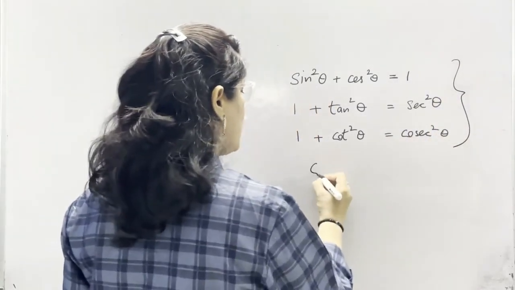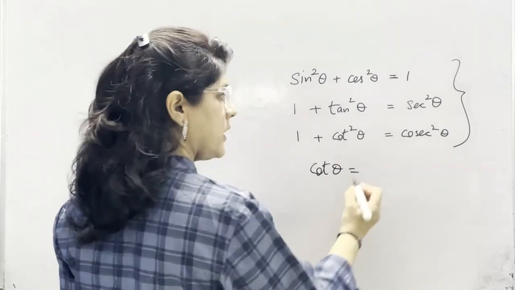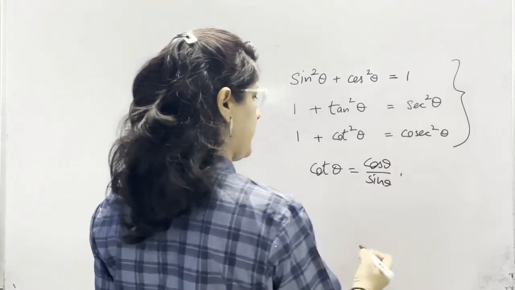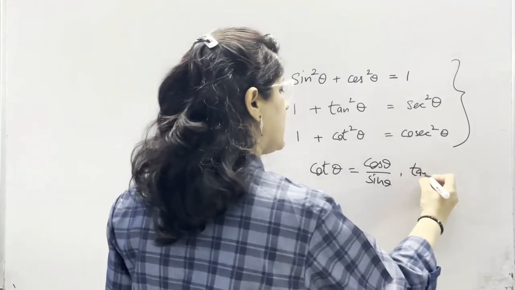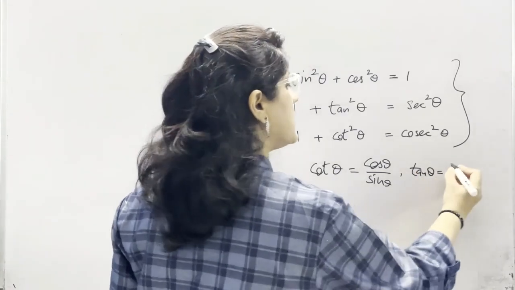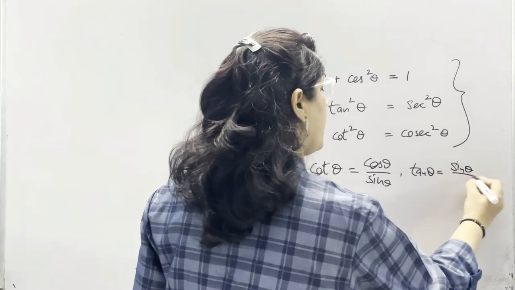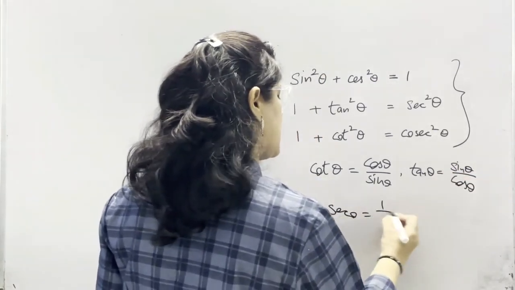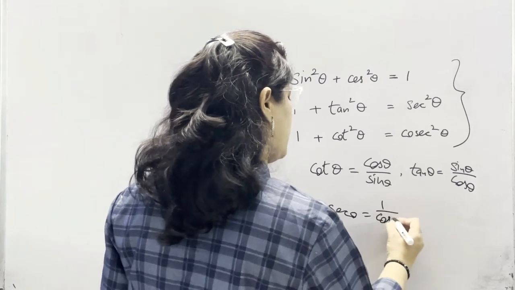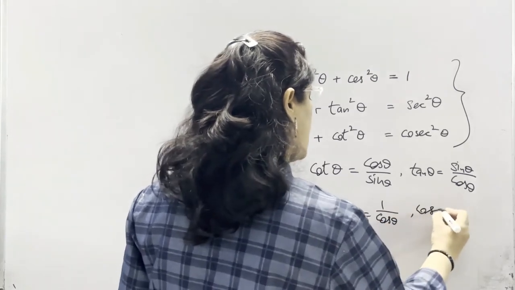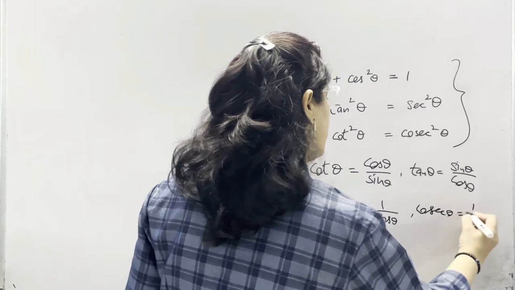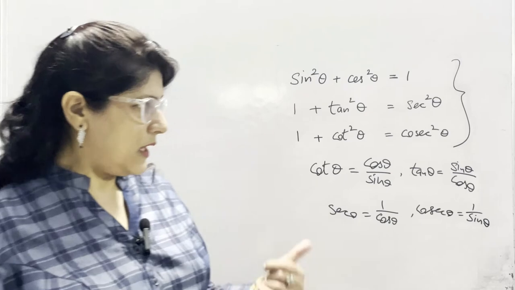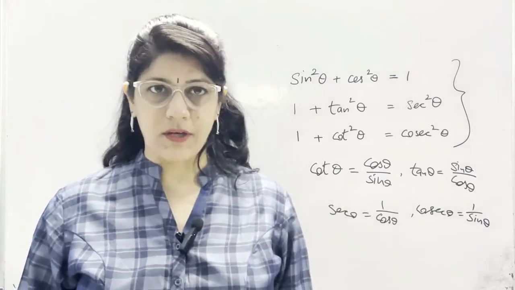Then next is what is cot theta? Cot theta is cos theta upon sin theta. And what is tan theta in terms of sin and cos? It is sin theta upon cos theta. What is sec theta? Sec theta is reciprocal of cos, it means 1 upon cos theta. And what is cosec theta? It is 1 upon sin theta. After learning these things, you may start the chapter now.